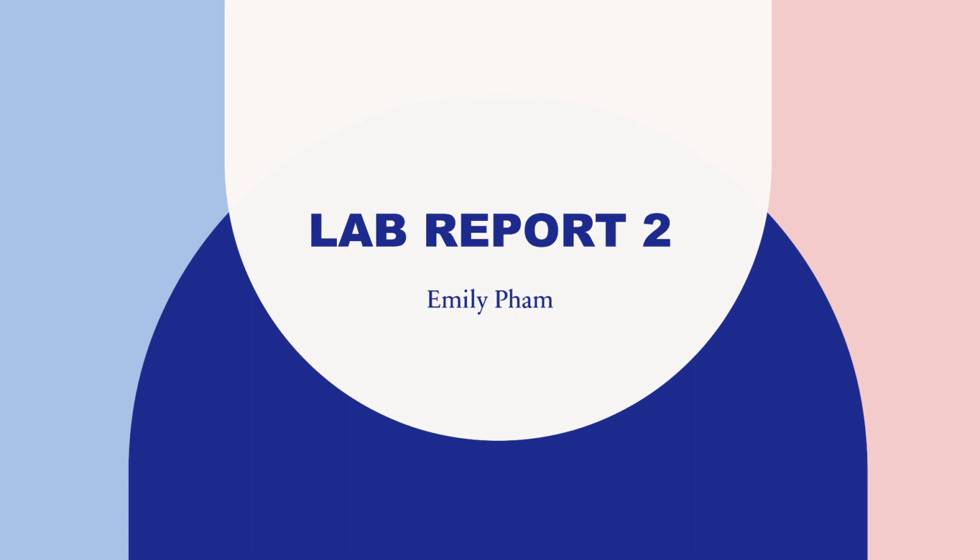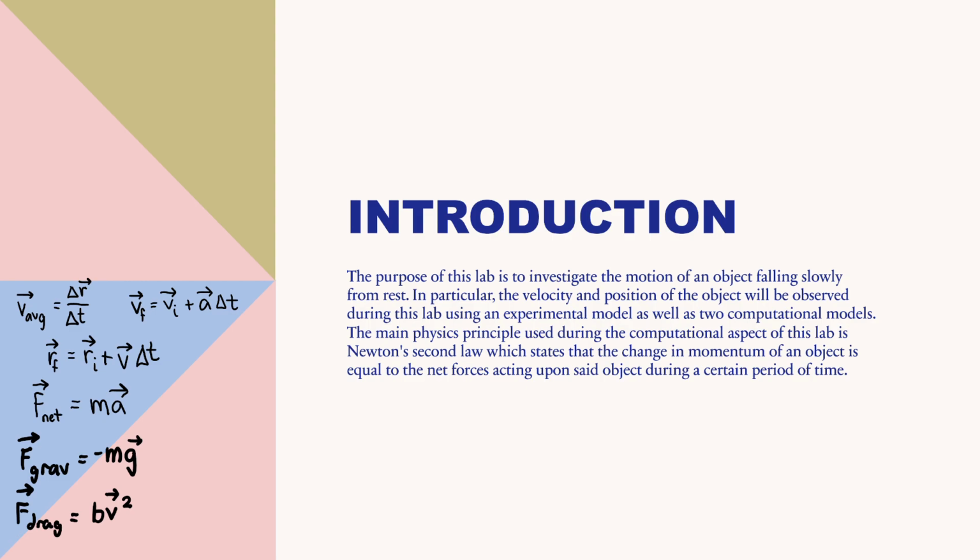This is Emily Pham presenting her lab report 2. The purpose of this lab was to investigate the motion of an object falling slowly from rest. In particular, the velocity and position of the object will be observed using an experimental and 2 computational models.